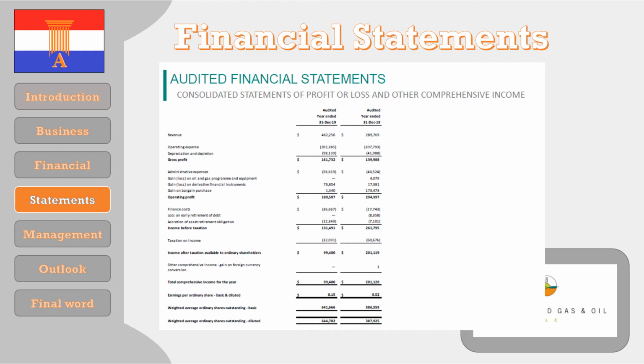So the $462 million in revenue plus the $74 million gain on derivative financial instruments, combined that will be like 536, I believe. And if you combine that, that is basically how much money their production has generated. So these are basically the two things, gain or loss on derivative financial instruments and gain on bargain purchases, that you want to keep in mind if you are going to go through a financial statement of oil and gas.